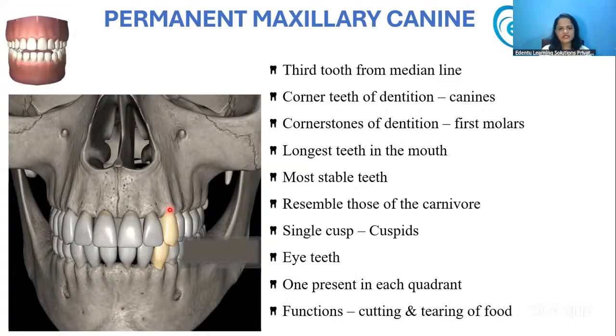And one is present in each quadrant. We have 4 canines, 2 maxillary and 2 mandibular canines. The main function of these canines is cutting and tearing of the food. So this is about the introduction points that you can write for the maxillary canine.